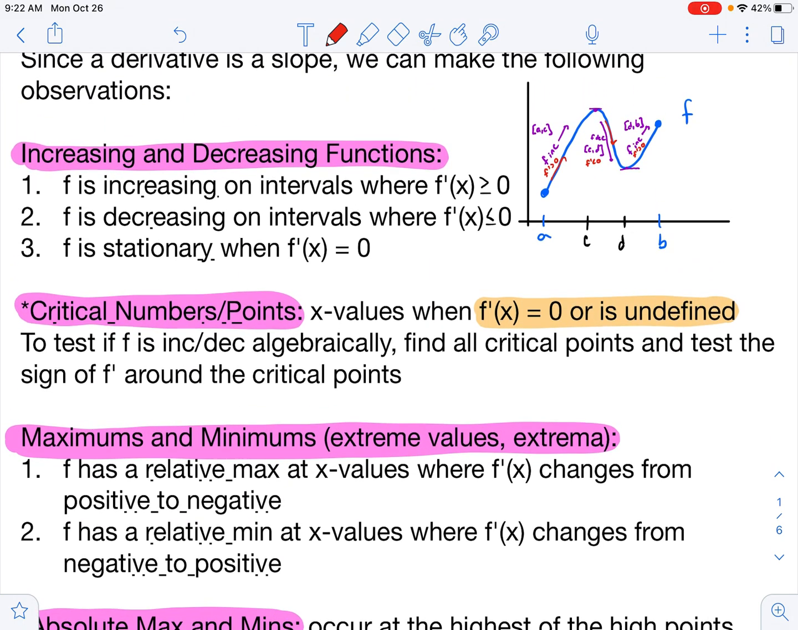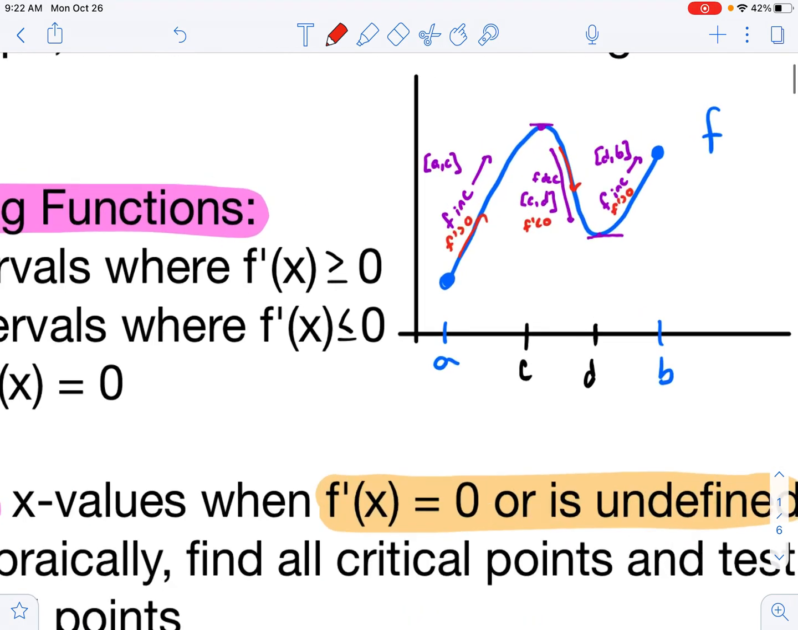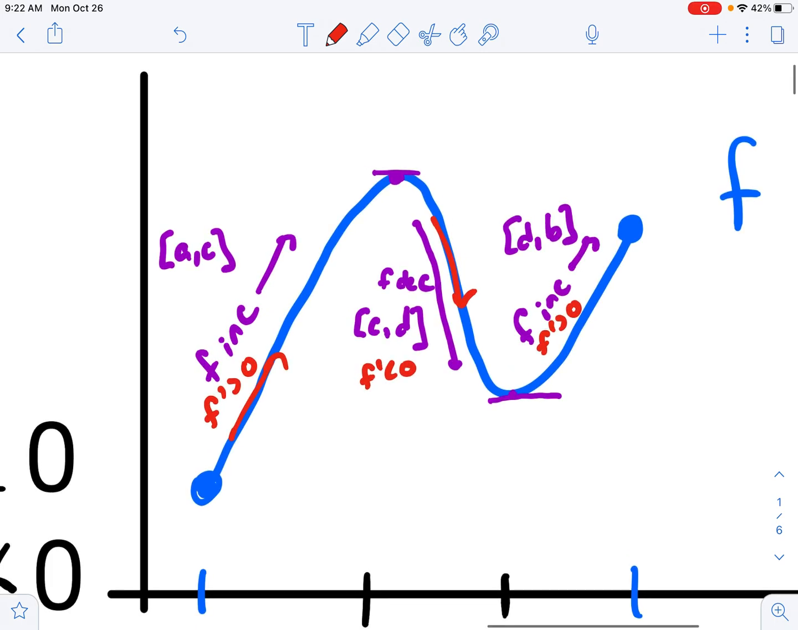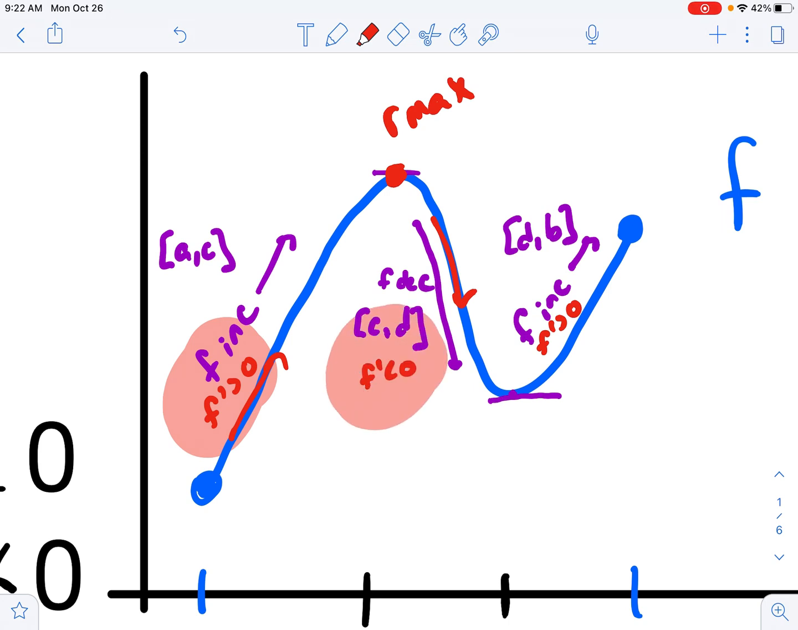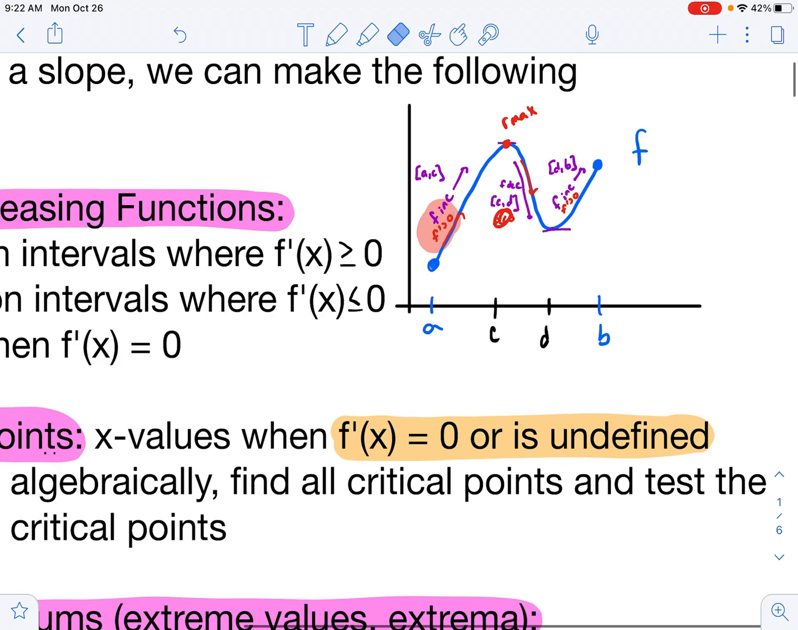Maxes and mins. Okay, f has a relative max at x values where the first derivative changes from positive to negative. Looking up here, notice right here, clearly we have what's called a relative max. That's a high point. Notice the derivative goes positive to negative, right? Slope was positive, now the slope is negative. That leaves us with a high point.